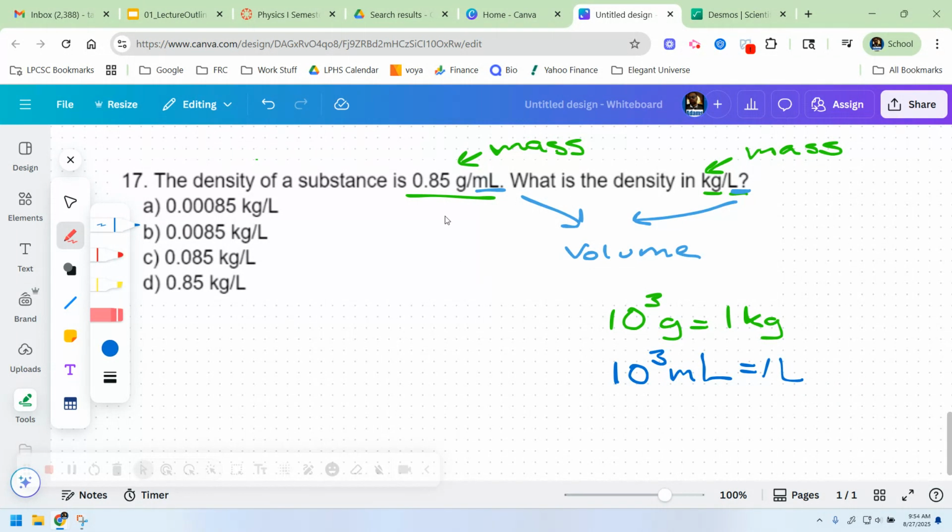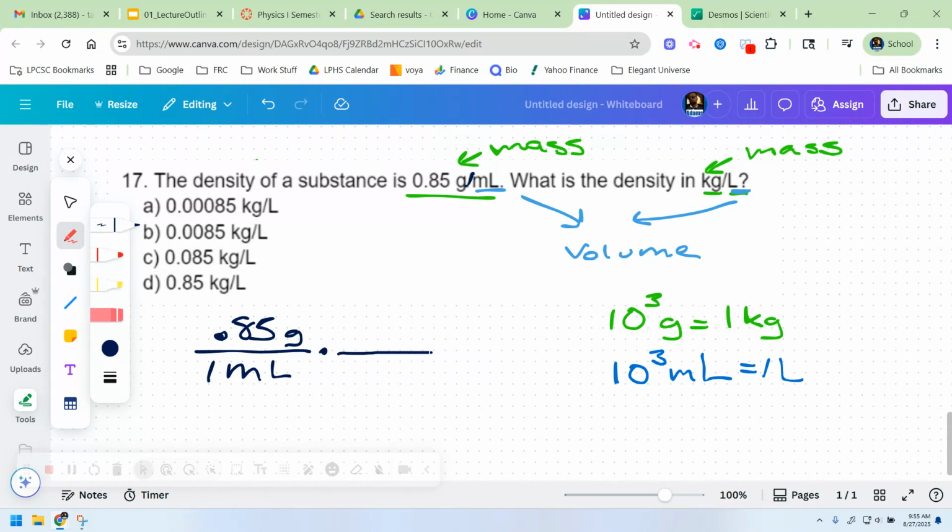Okay. So I'm going to start with what I have. What did they give me? Well, they gave me 0.85 grams, and then because this little line's right here, that means milliliters goes on the bottom. That just means I've got 0.85 grams per 1 milliliter, and you could write the 1 down. We usually don't write it down up here, but that's what that means.